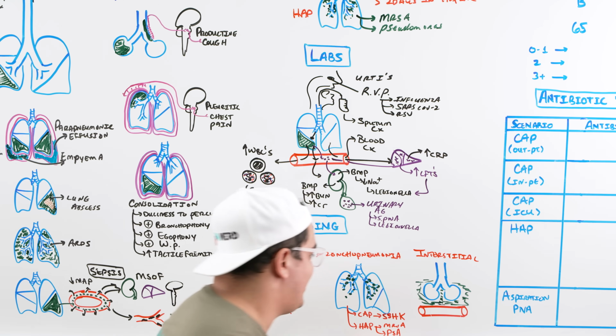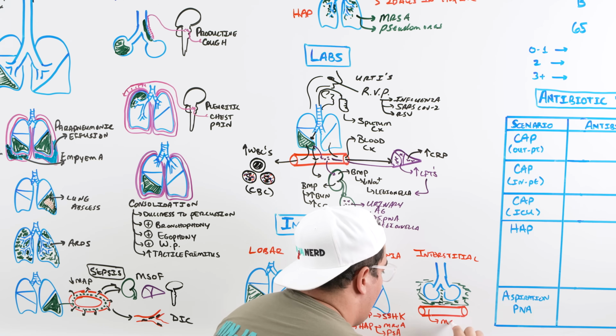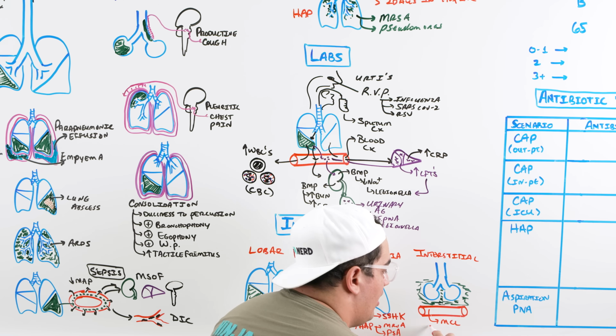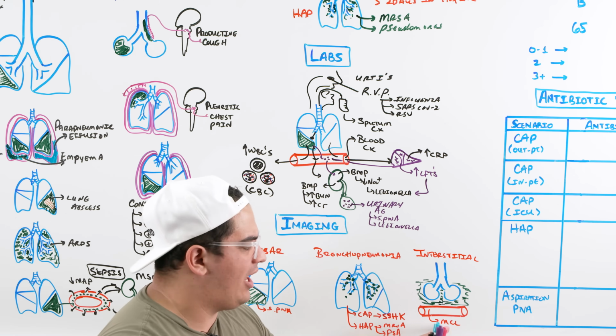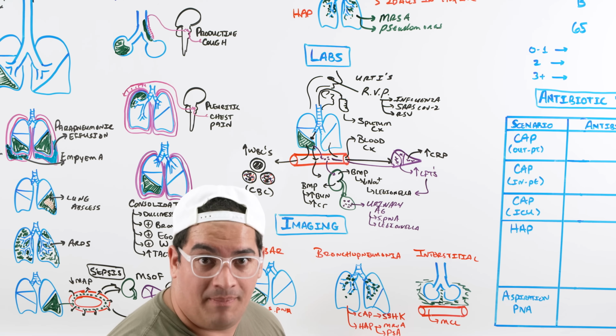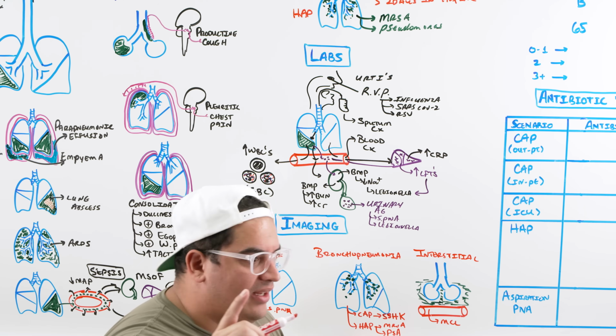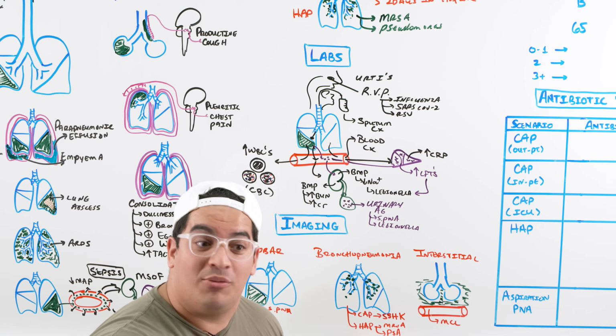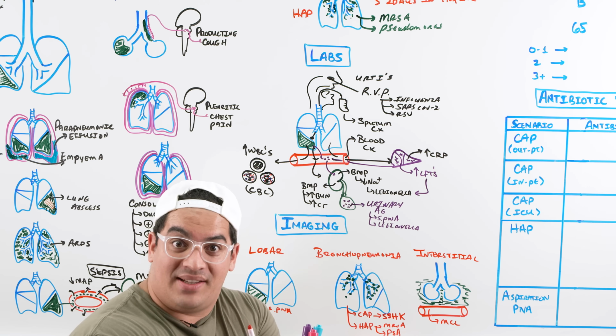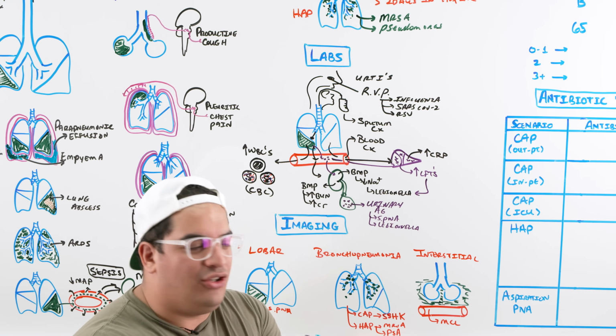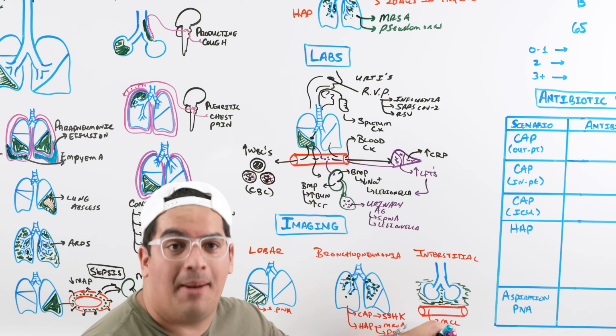MCL and viruses. So MCL: Mycoplasma, Chlamydia, Legionella. Which one would be the most common out of those three? Mycoplasma. Young children in college dorm rooms, very close contact, occupied spaces. They're young, healthy, and usually that's going to be one of the most common types of atypical.